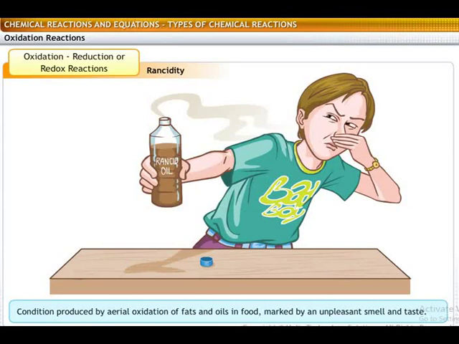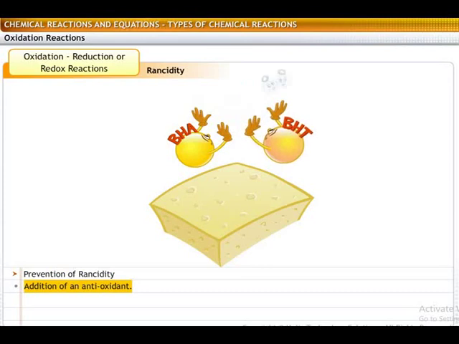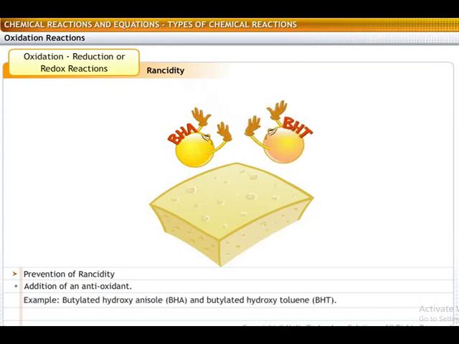Rancidity is the condition produced by the oxidation of fats and oils in food. It is marked by an unpleasant smell and taste. Two ways to protect food from rancidity are addition of an antioxidant. An antioxidant is a substance that prevents oxidation. Two common antioxidants used in food are butylated hydroxyanisole (BHA) and butylated hydroxytoluene (BHT).